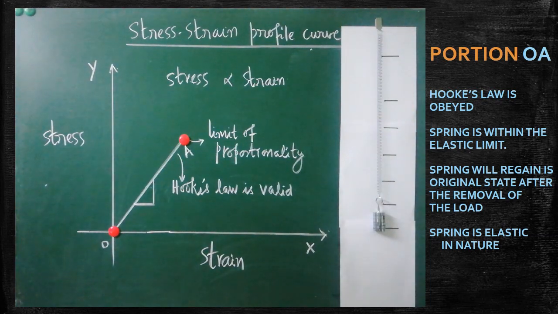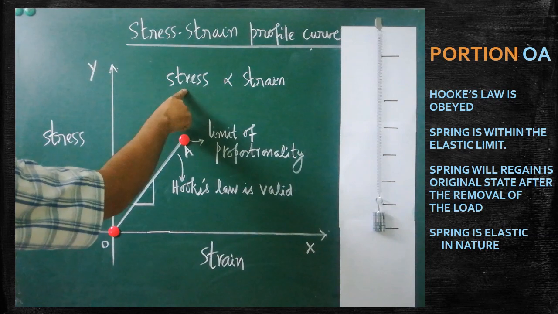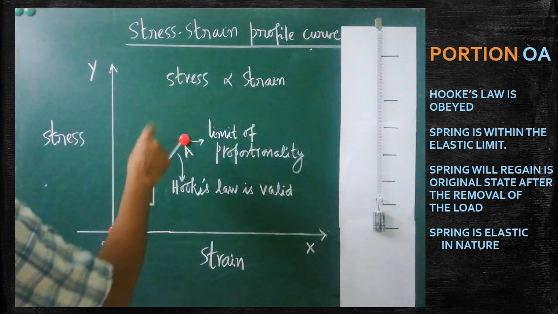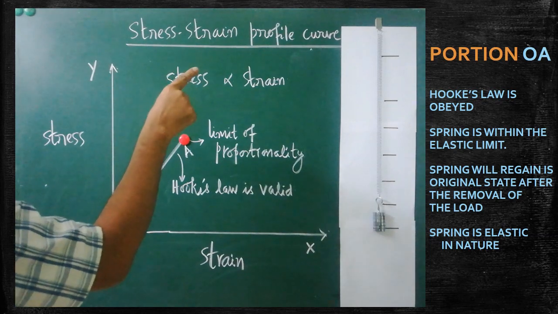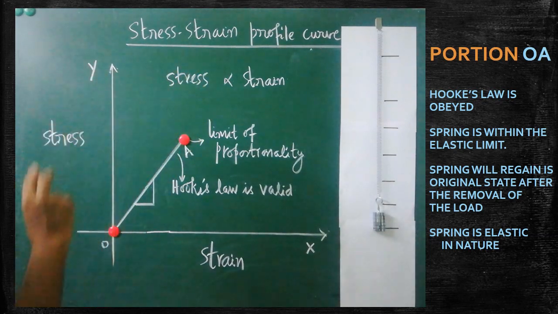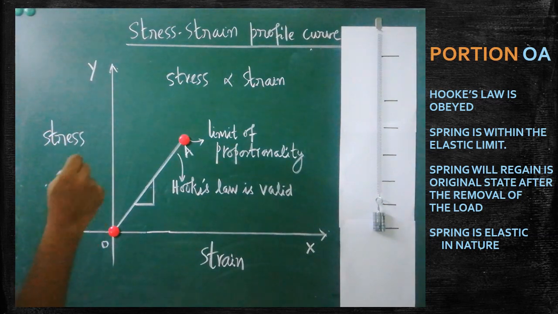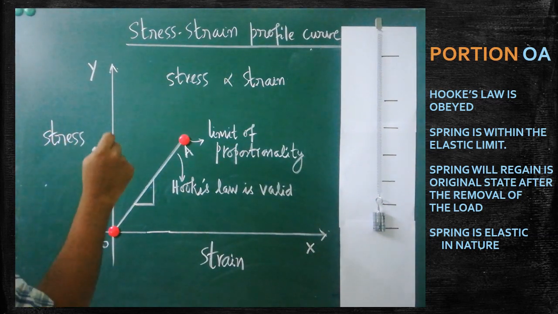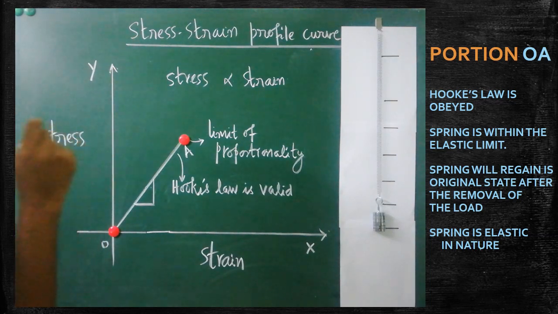Okay, we know about Hooke's law. As per Hooke's law, we can say that stress is directly proportional to strain, or we can say that strain is also directly proportional to stress. In both forms we can say. We know the Hooke's law statement: within the elastic limit, stress is directly proportional to strain. That is the statement given in Hooke's law.